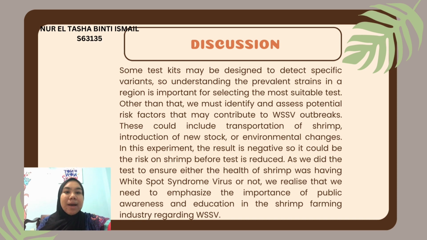And other than that, we must identify and assess potential risk factors that may contribute to WSSV outbreaks. This could include transportation of shrimp, introduction of new stock, or environmental changes. In this experiment, the result is negative, so it could be that the risk on shrimp before the test is reduced.